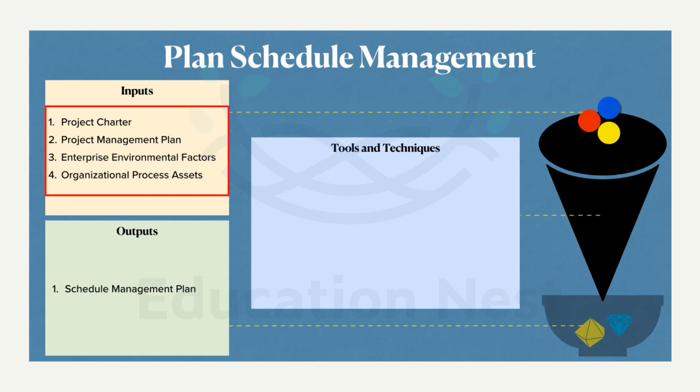Enterprise environmental factors, right? We also learned it, internal rules, external rules, just to refresh your mind. And then organizational process assets. What does it mean? All the historical data, the company ideologies, templates, formats, all that is the assets of the organization, and we have to use that as the input.